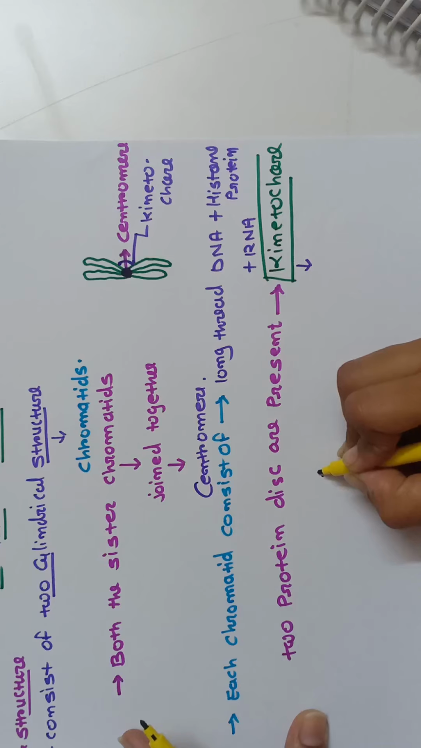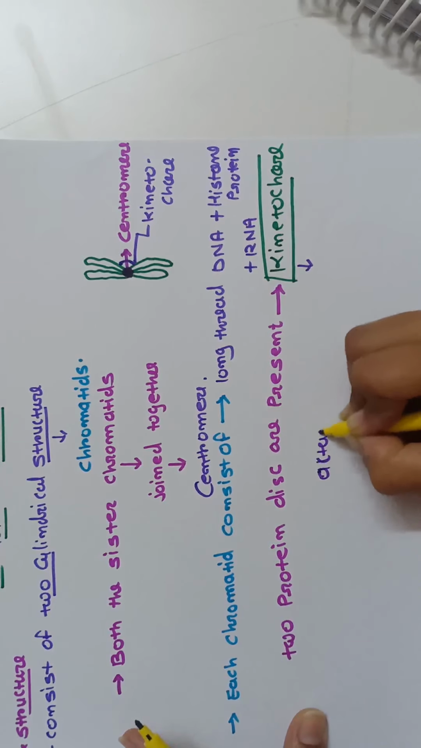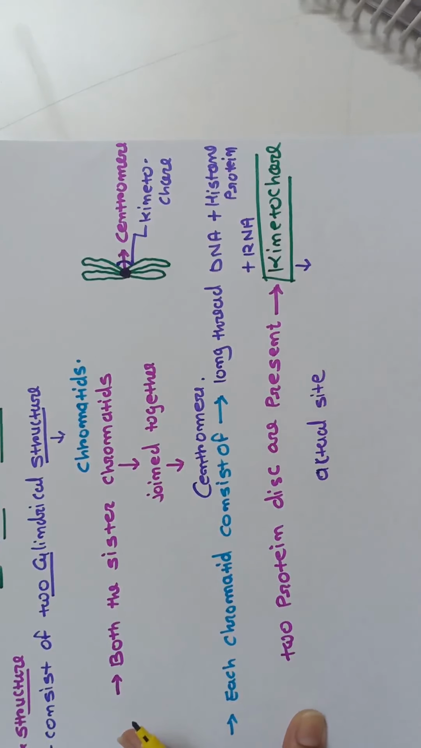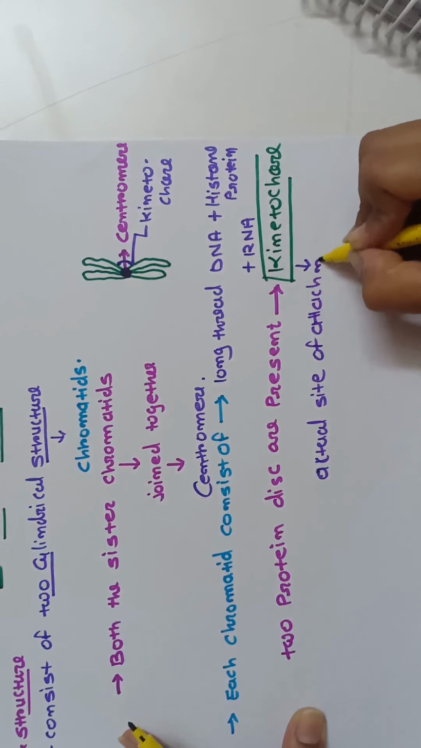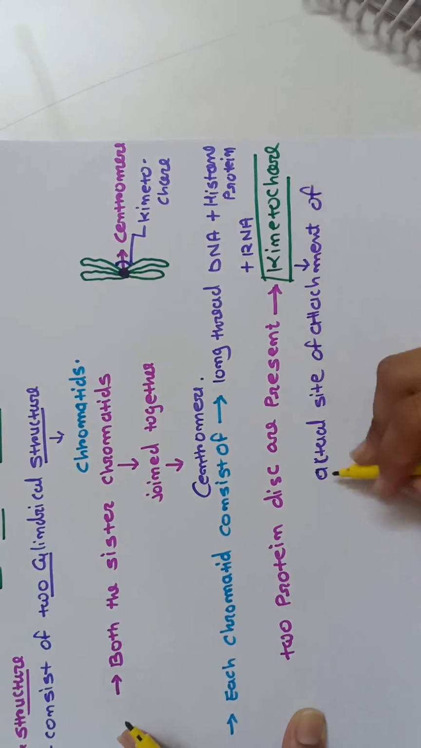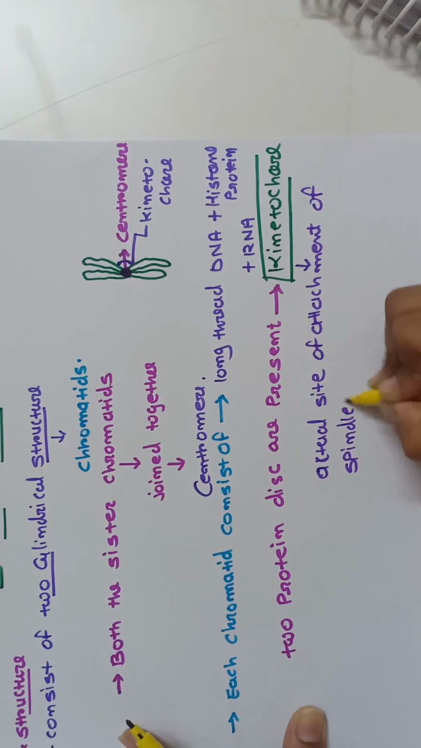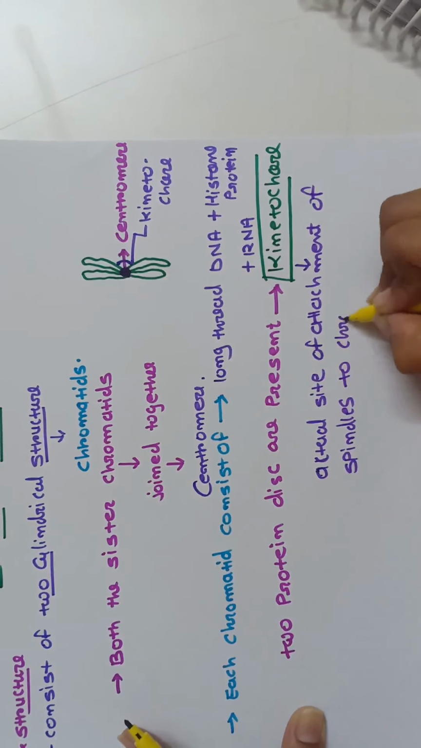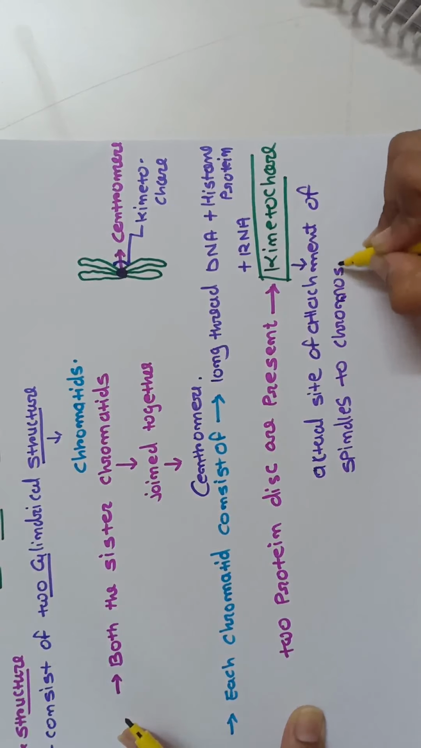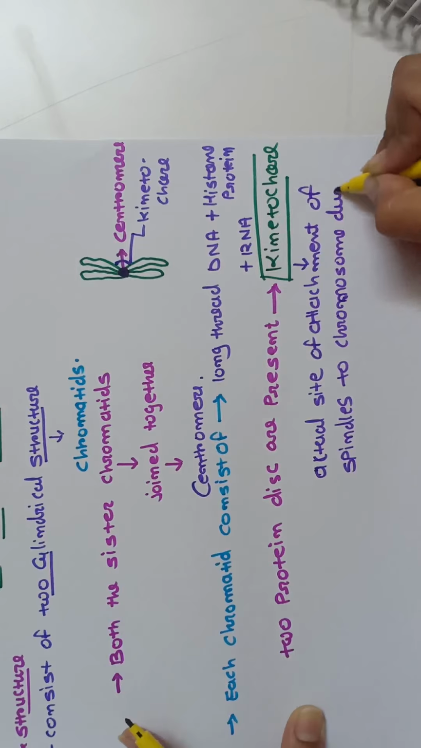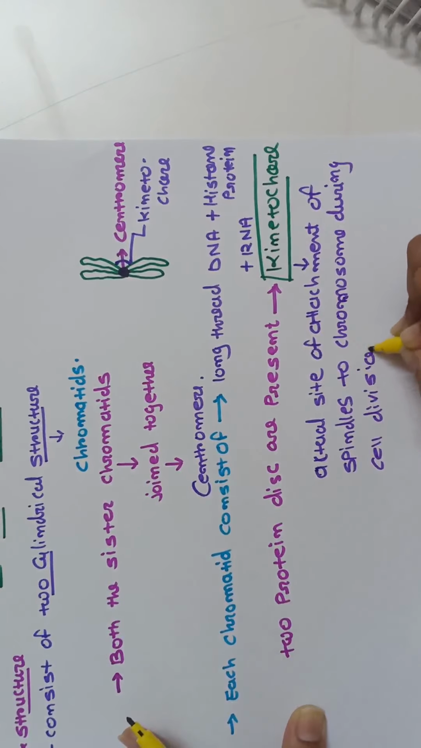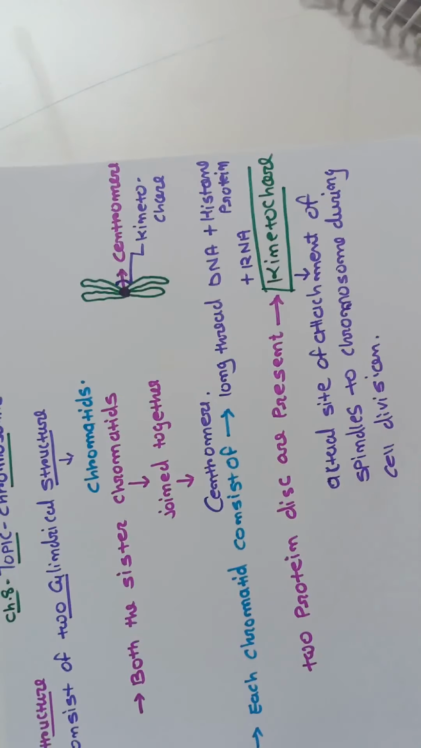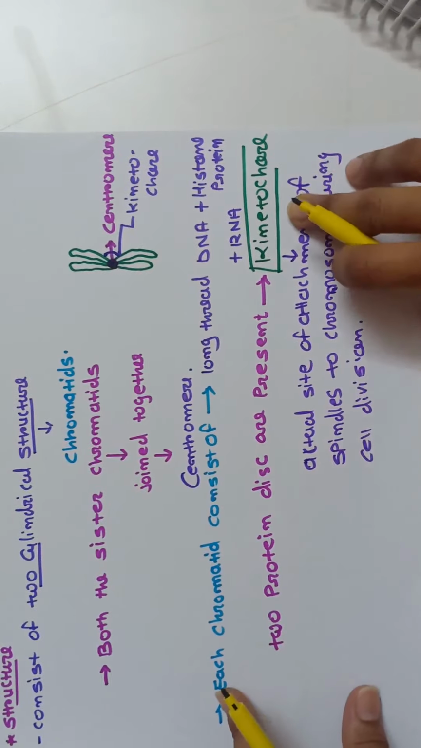Kinetochore is the actual site of attachment of spindles to chromosome during cell division. During cell division, the spindle fibers are attached to this portion, and that is the kinetochore.